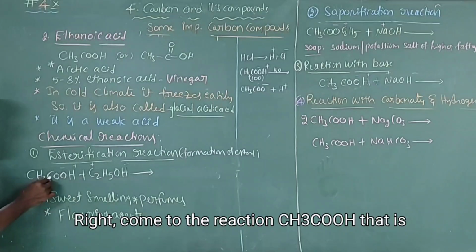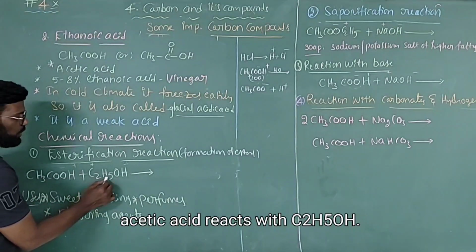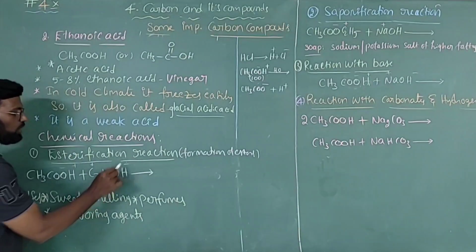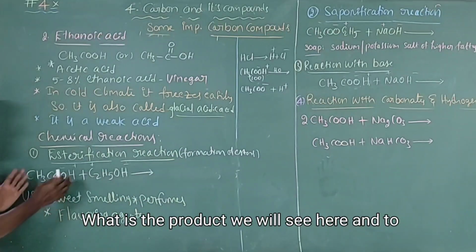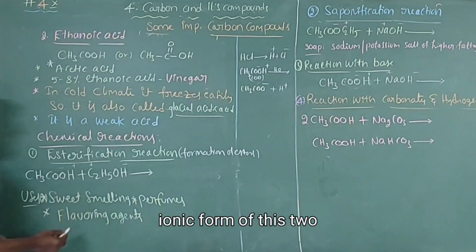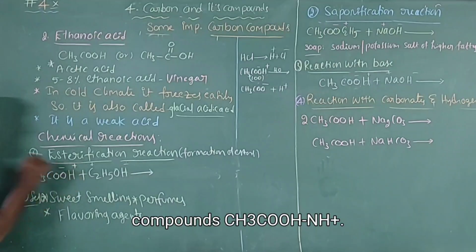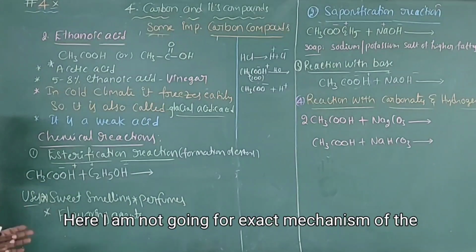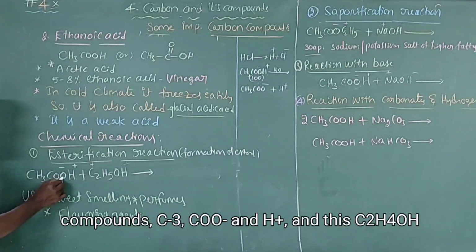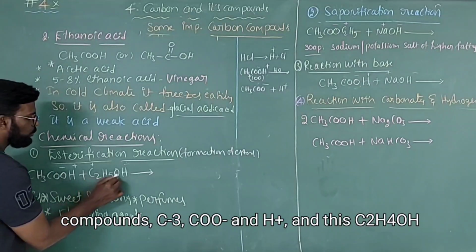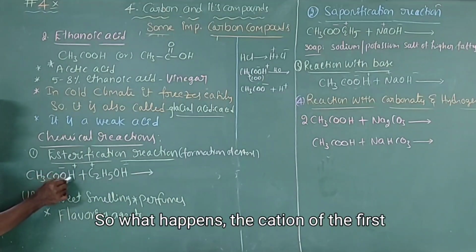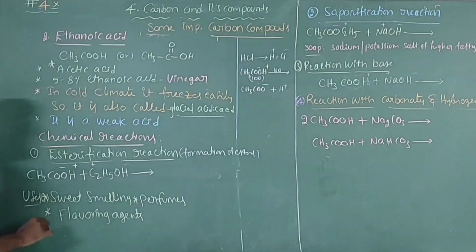Come to the reaction. CH3COOH, that is acetic acid, reacts with C2H5OH. What is C2H5OH? Ethanol. Ethanoic acid combines with ethanol, and we will get some product. To understand this reaction easily, just take the ionic form of these two compounds. Here I am not going into the exact mechanism of the reaction. Just to make you understand, I am taking ionic forms: CH3COO minus and H plus, and C2H5OH can be taken as C2H5 plus and OH minus. Here, the cation of the first compound combines with the anion of the second compound and vice versa.